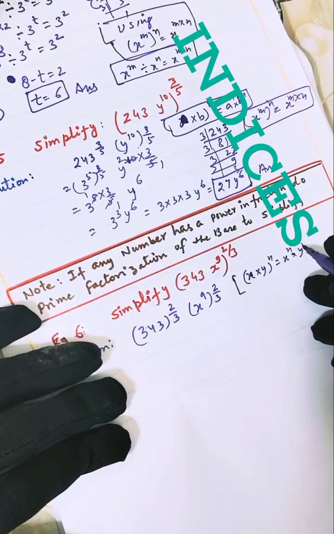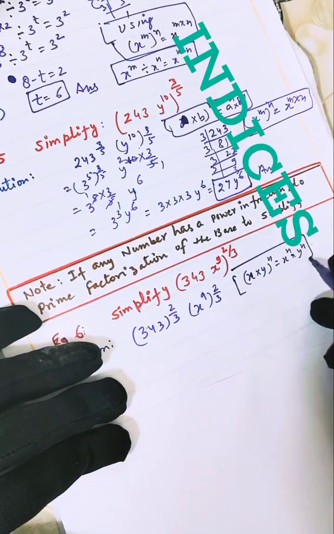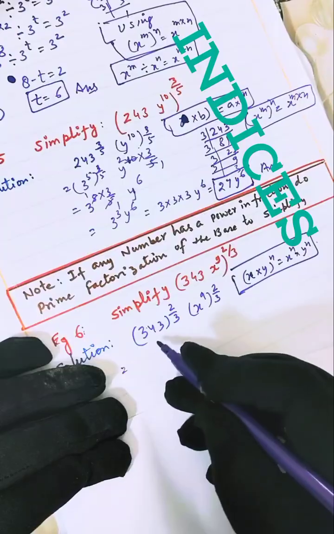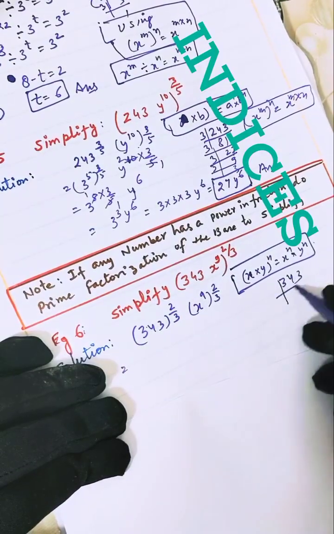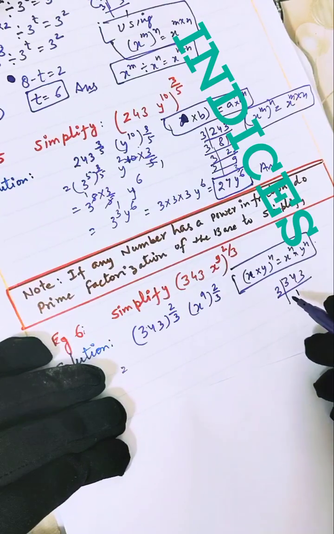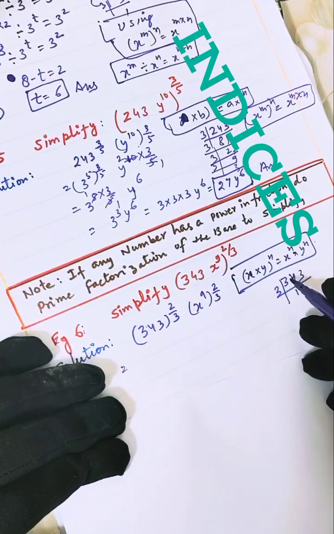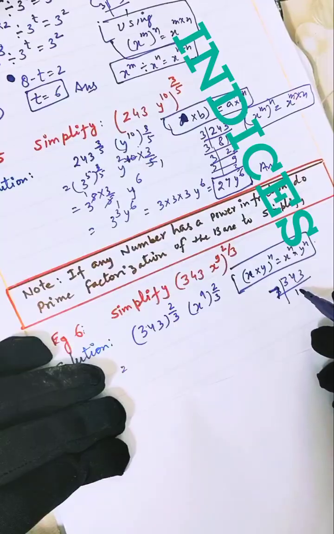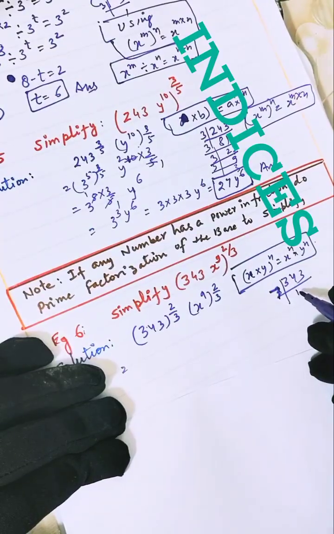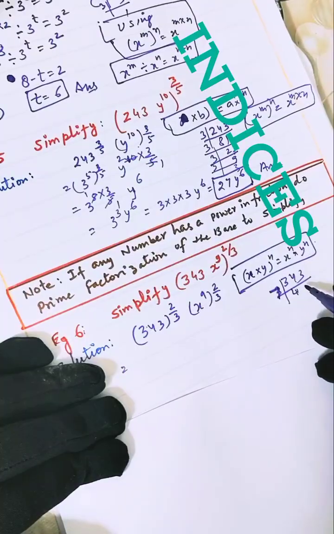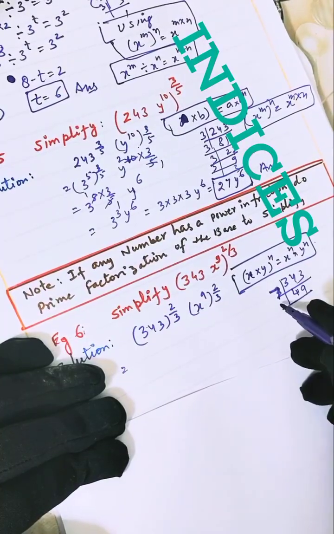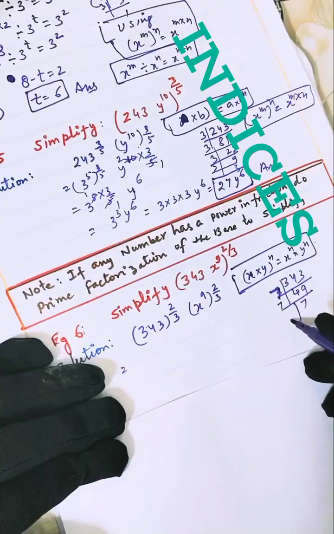into y to the power n. Okay. Now factorization of 343. It is 7 times 7, 7 times 4 is 28 and 7 times 9 is 63. Okay, 49 times 7 and 7 times 1.